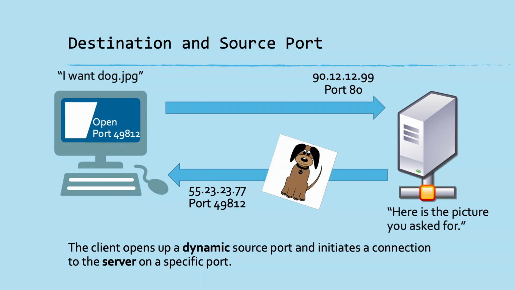So we send the request, I want dog.jpg, and we send it to whatever this IP address is, 90.12.12.99 on port 80. If this is Google Images and it has the resource, it says, here's the picture you asked for, and it sends the resource back to our IP address on our listening dynamic port. Okay, so that's a client-server relationship, but now we're getting into more details about different ports that are being opened up and how we're listening for responses.